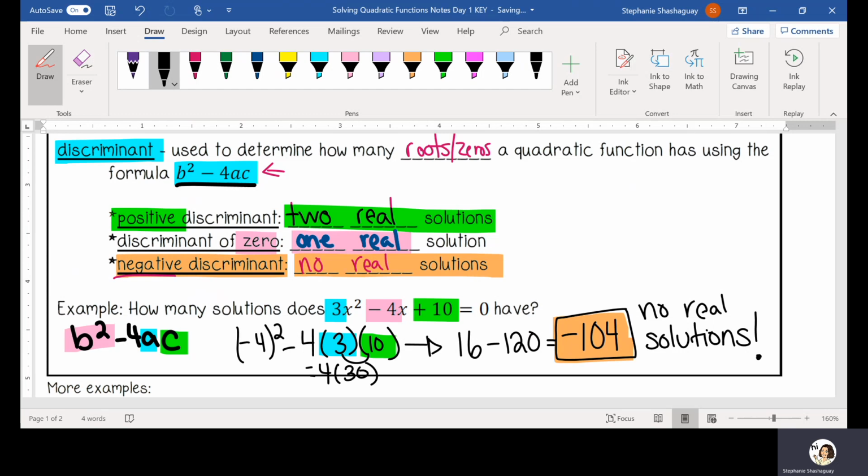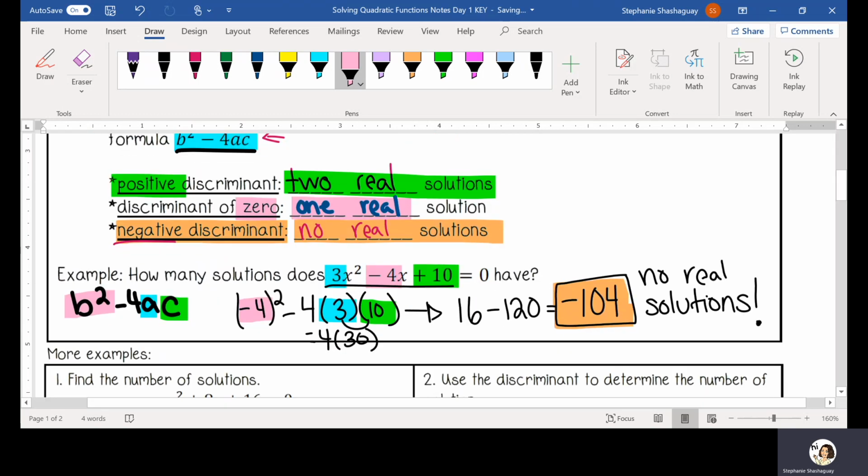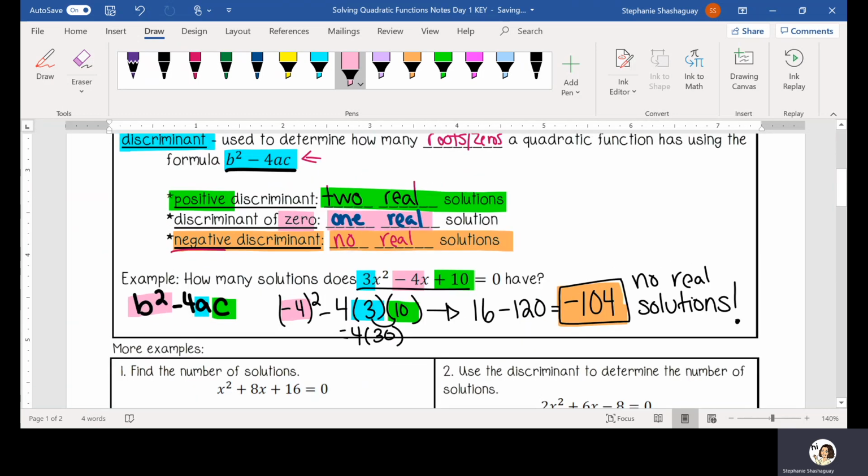Okay, so all we had to do was take this equation, plug these different numbers into our discriminant formula, b squared minus 4ac, and determine how many solutions there were, how many roots, how many zeros, how many x-intercepts. So what that is saying is that this quadratic function right here does not cross the x-axis.